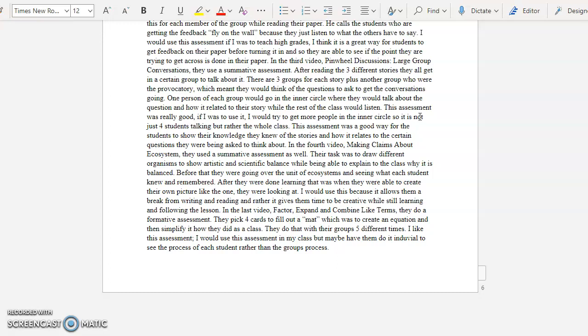So they do this for 5 different times, and I really like this assessment because it gives them time to collaborate on groups. But I would also like to do it individually just to see how far the process is of each student.